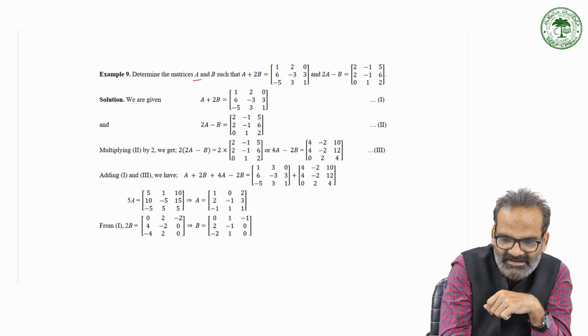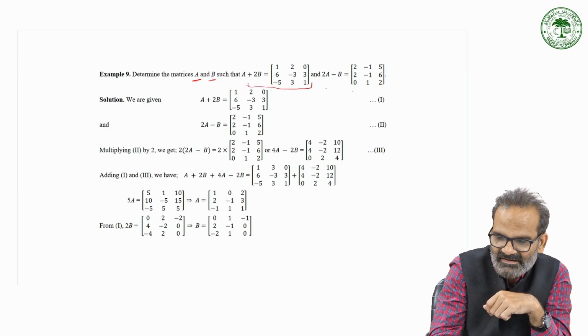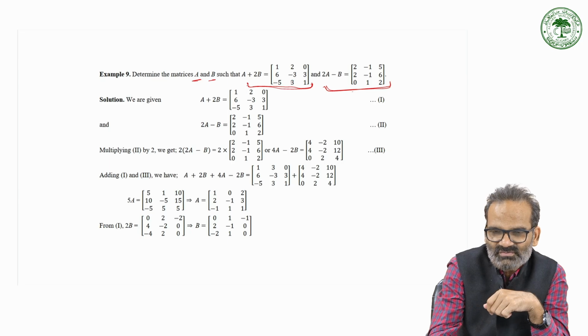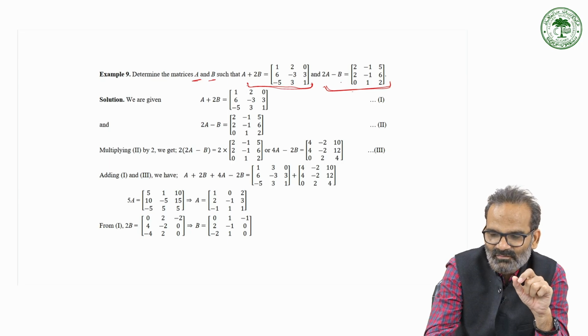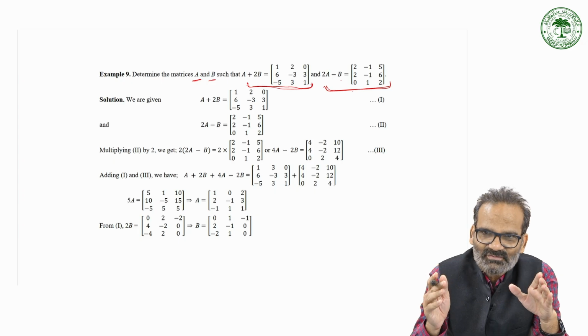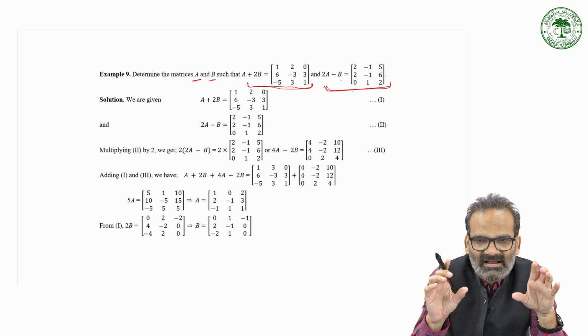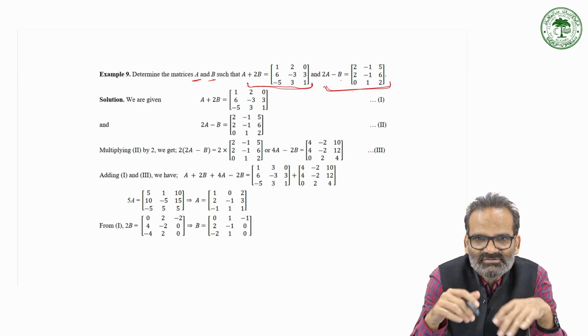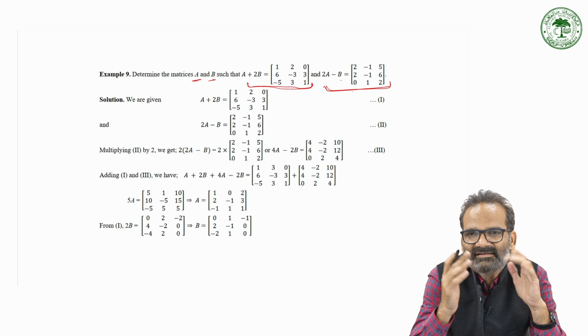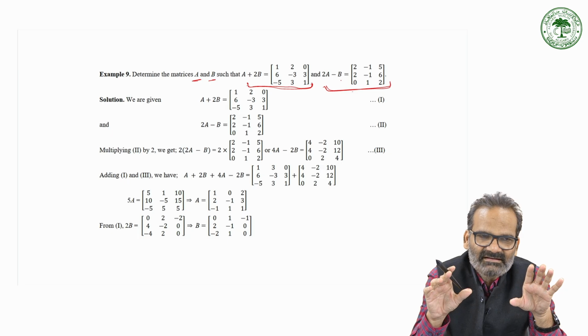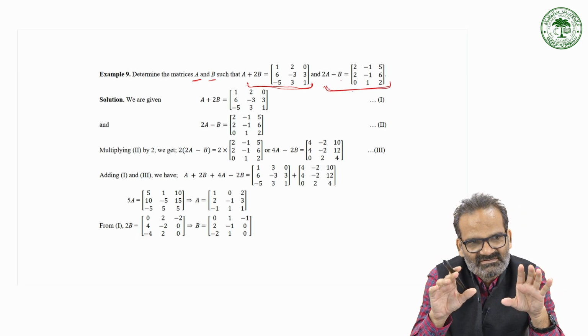Determine the matrices A and B such that A plus 2B is equal to this and 2A minus B is equal to this, right? This is called a matrix equation. 2A minus B is equal to this. This is also called a matrix equation. So you are given two matrix equations, and from these two matrix equations you have to find the value of the matrices A and B. So it's a very similar case to what we did in the case of general equation solutions.